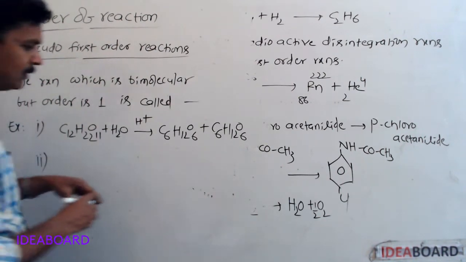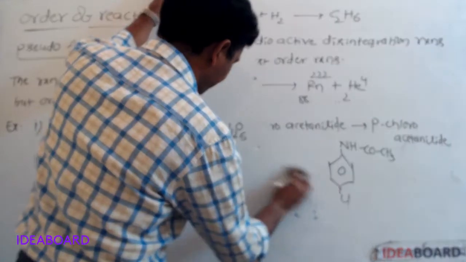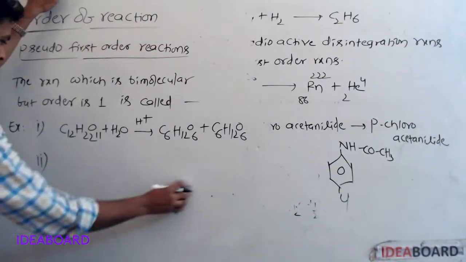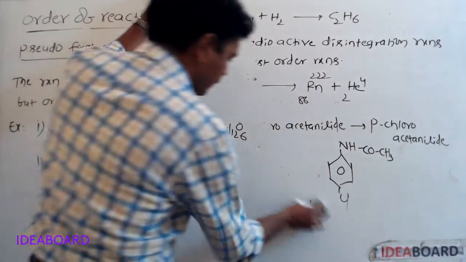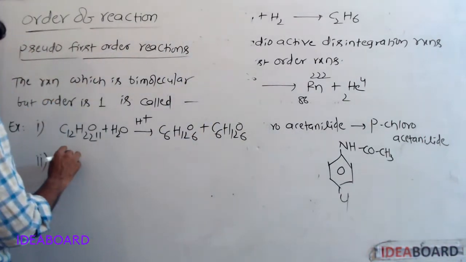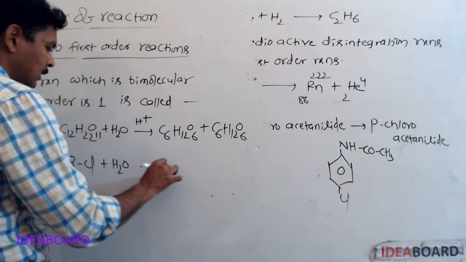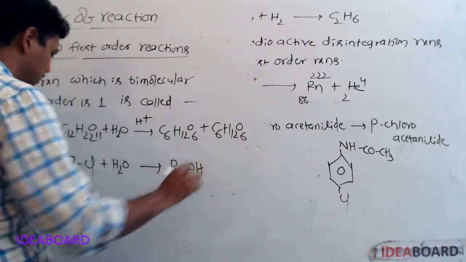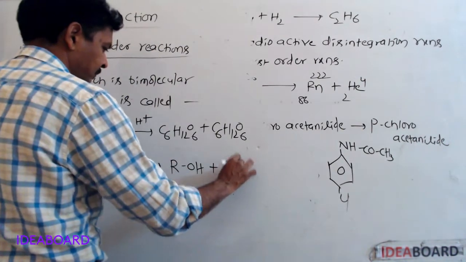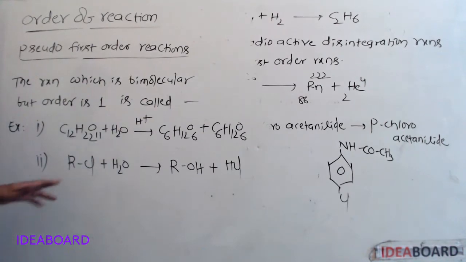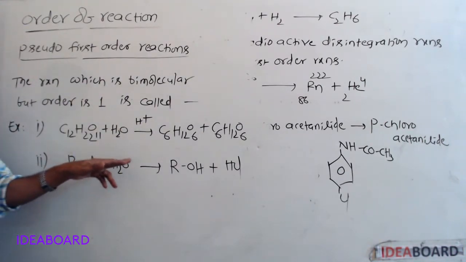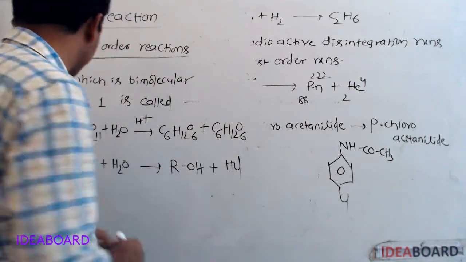Next, one more example. Alkyl chloride plus H2O gives rise to ROH plus HCl. Alkyl chloride on hydrolysis, alcohol plus HCl are formed.